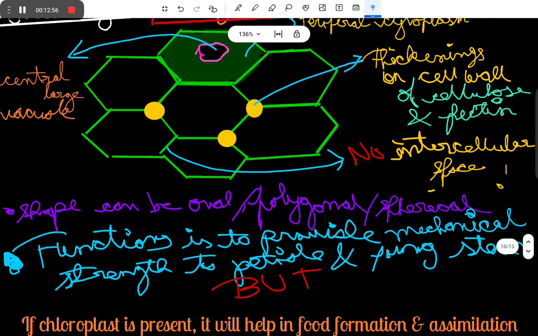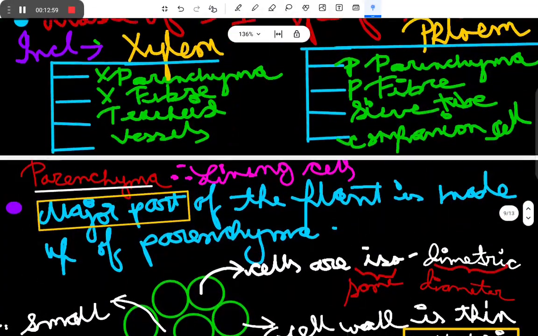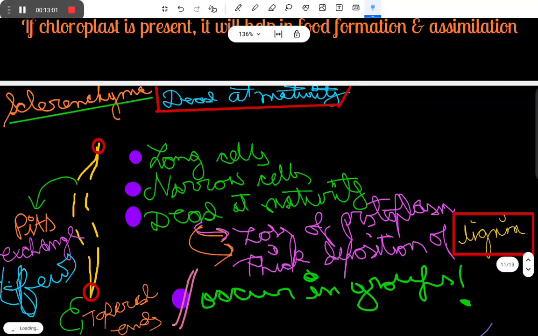So what did we learn today? We learned about collenchyma, parenchyma and sclerenchyma.